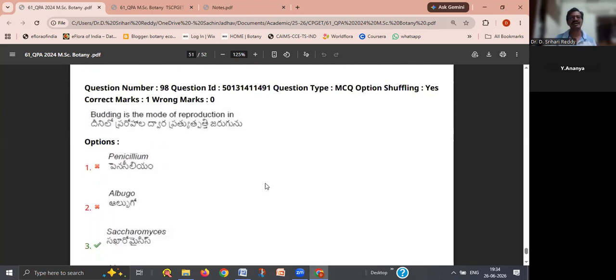Budding is the mode of reproduction found in which organism? It is very important with respect to Saccharomyces, which is also called yeast. In the yeast, we find the process called budding. Buds are formed.